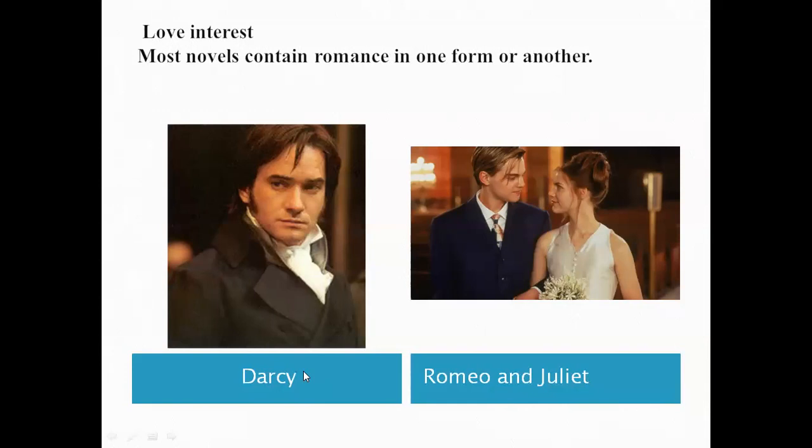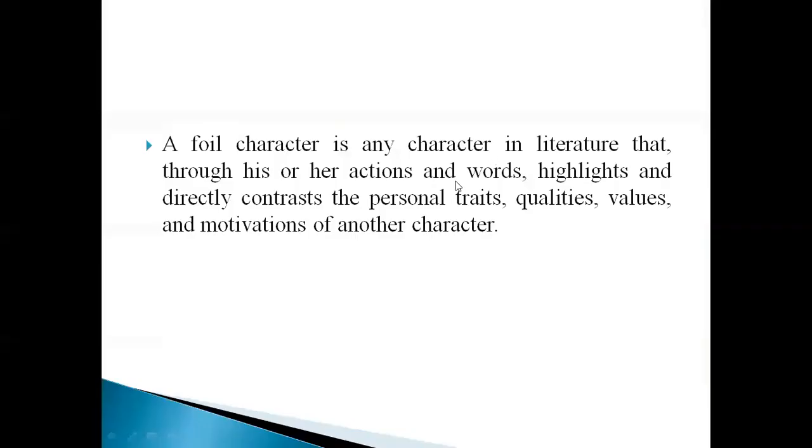That means sometimes these types of characters have affection towards some other character, of the opposite sex. So in Romeo and Juliet, you are going to find this. This is not a big deal if they have some tendency to have an affair with another. So that is called love interest. Understand. Now the next one.